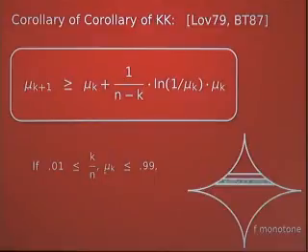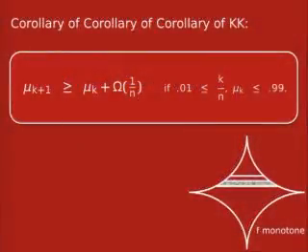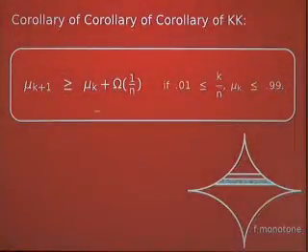In that case, if mu_k is a constant, then this is all a constant. And if k is a constant fraction of n, then this is a constant fraction of n. So it's just this. I mean, this is a corollary of a corollary of a corollary. The density goes up by at least some constant over n. Okay? Does that make sense?